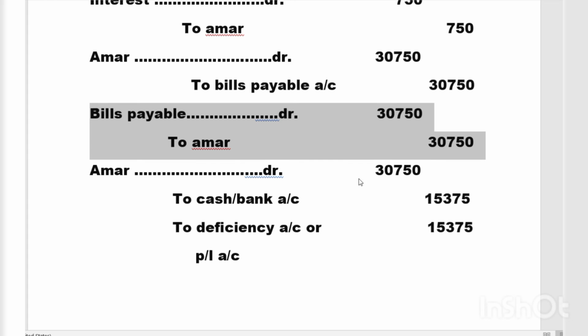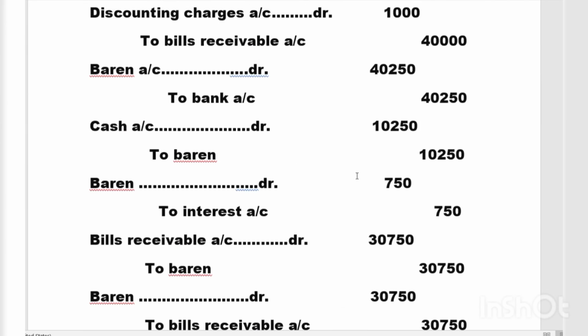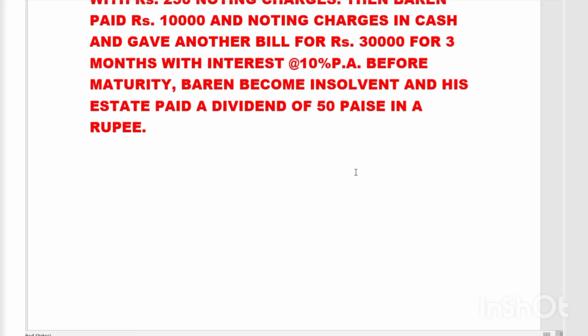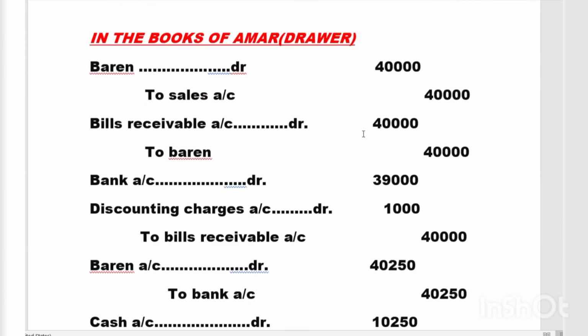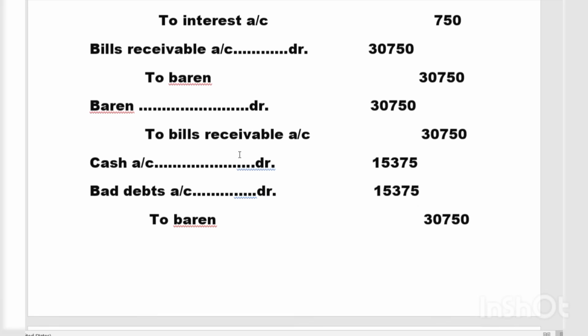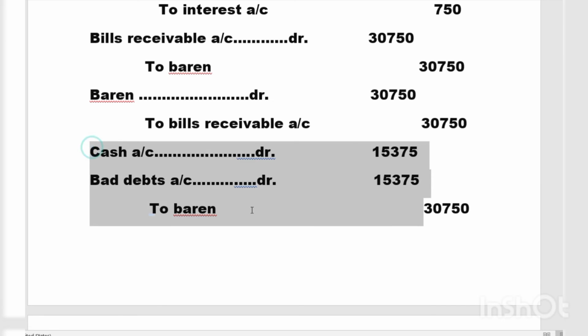Okay. Now as he became insolvent, he is not able to pay the full money. He is able to pay only 50 paise in a rupee. Means for 1 rupee you will get only 50 paise. Means you will get 50% of the money, and the remaining money is bad debt. So what is the entry for that in the books of drawer? In the books of drawer, the entry will be cash account debit, bad debts account debit. You are getting the cash, and the remaining amount you are not getting is bad debt, from Biren. So 30,750, 50% is 15,375. 15,375 you are getting in the form of cash, and the remaining 15,375 is your bad debts.